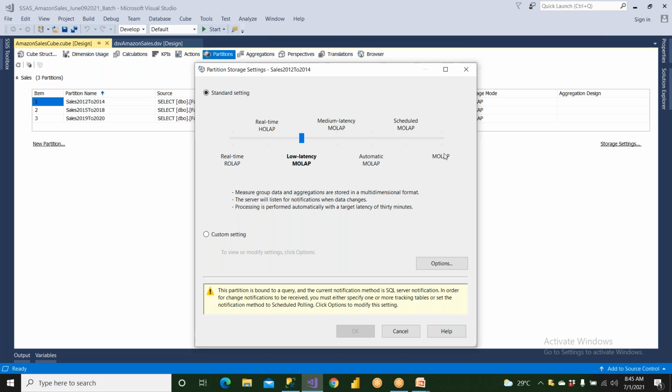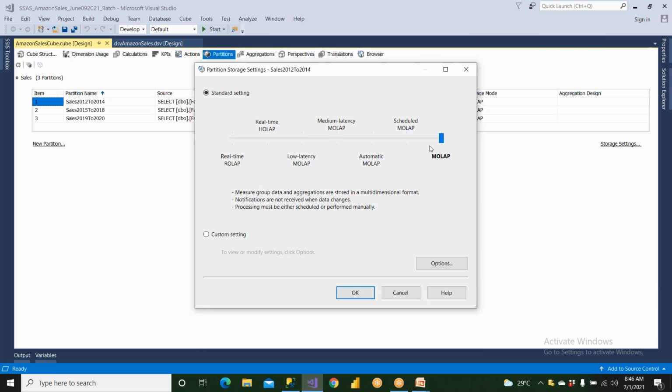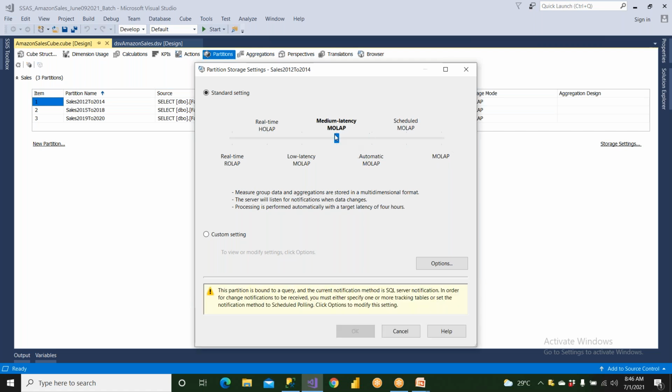So these are the MOLAP modes. But the first one is: notifications are received, processing must be scheduled or performed manually. So we cannot automate the first one. We have to wait for manual processing. So these are automatic processings. Clear? So that is what you need to understand. Clear?